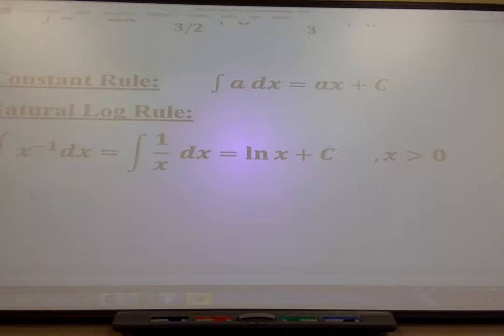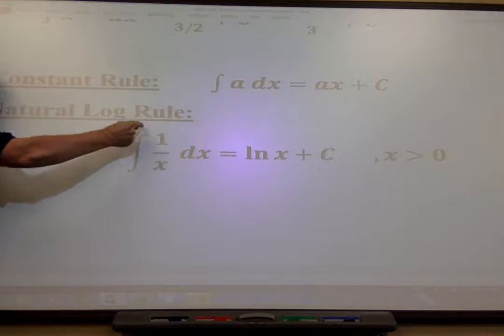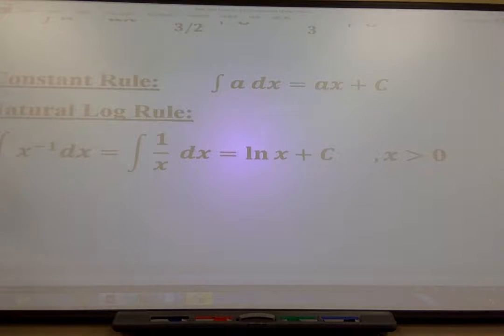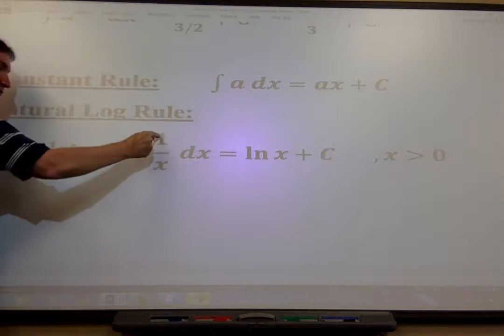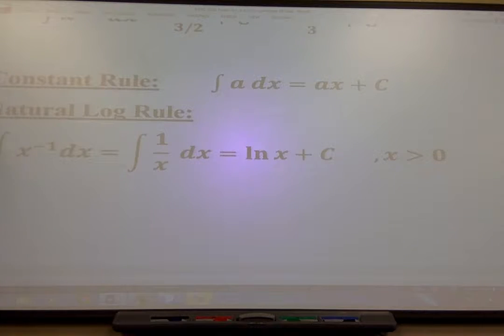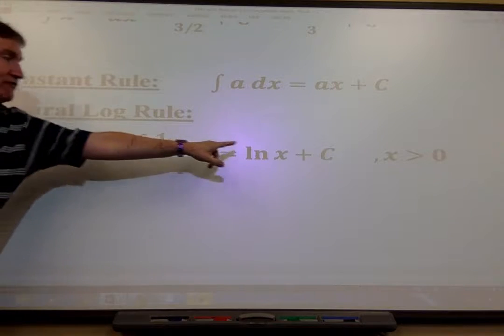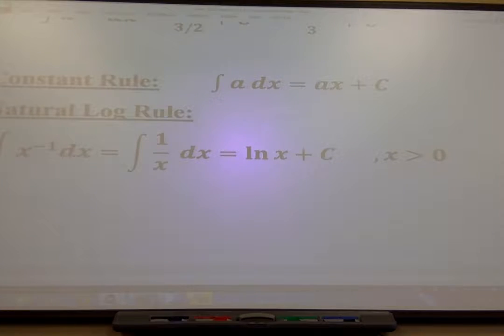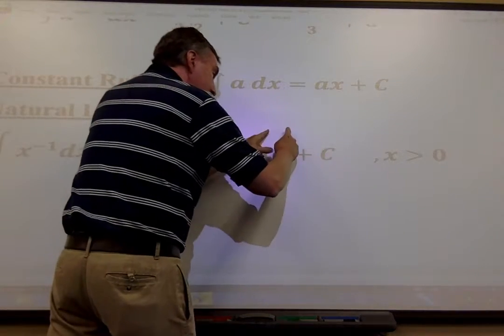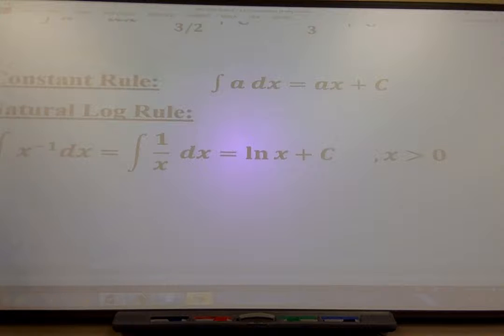Okay? Here's the one that gets people the most. The power rule works for every power except negative 1, because what does x to the negative 1 mean? 1 over x. Well, we said the derivative of natural log was 1 over x. So if you want to go backwards, the antiderivative of 1 over x is what? Natural log of x. So anytime you see the antiderivative of 1 over x, think I'm going backwards to log, because the derivative of that is this, wasn't it? Sometimes in the book, they won't say x greater than 0. They'll put absolute value around that x. So don't be afraid of that if you see it. Okay?